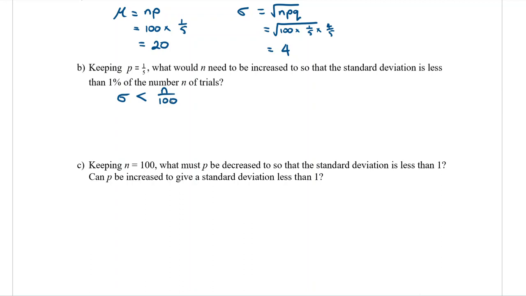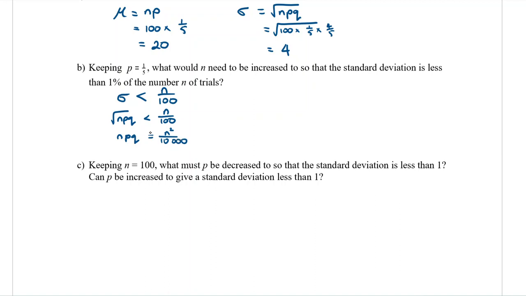No. Let me continue with my formula. How can I solve that? Well, yes, the standard deviation formula is square root of npq. So, square root of npq is less than n over 100. Don't want the square root in there, so I'm going to have to square both sides, which is doable. That's okay. So that's going to be npq equals n squared over 10,000.